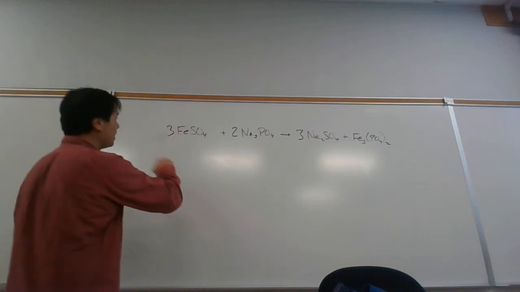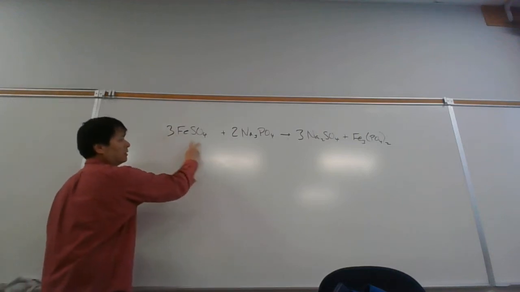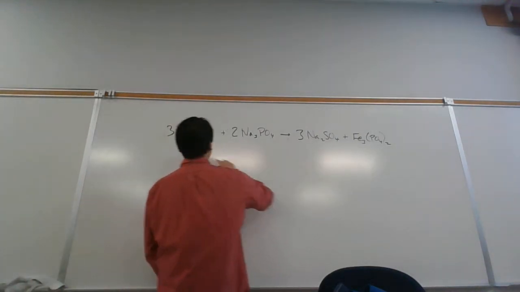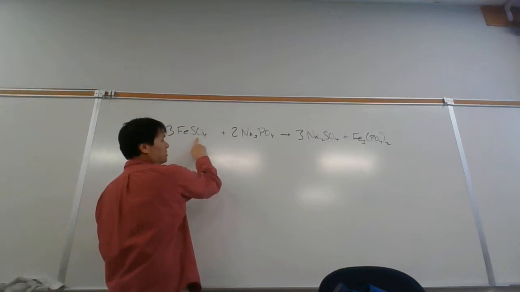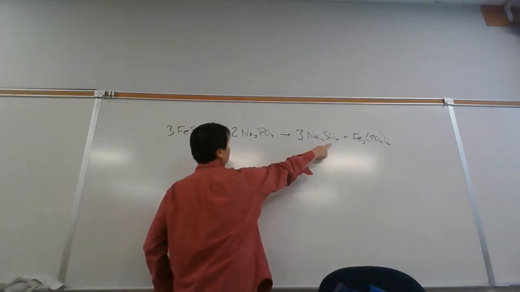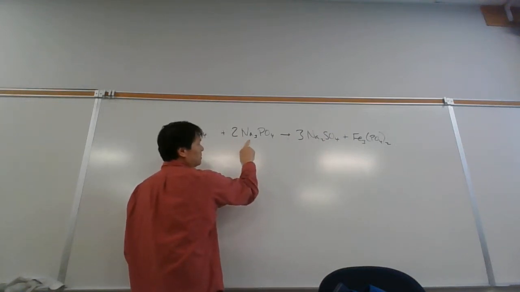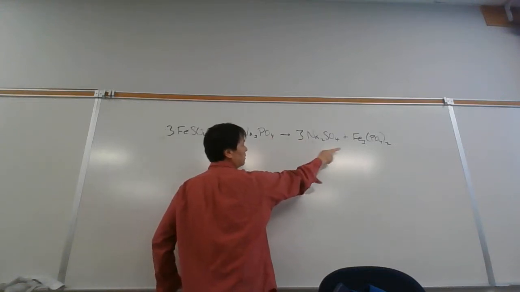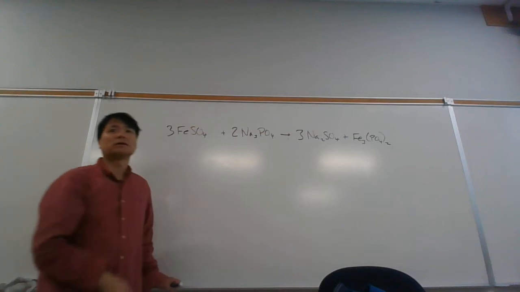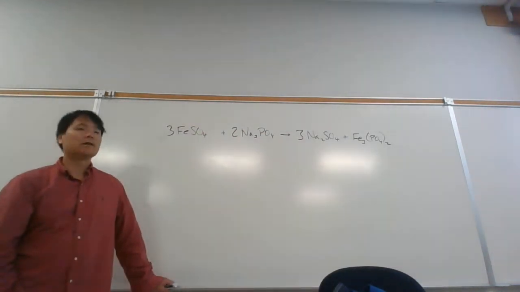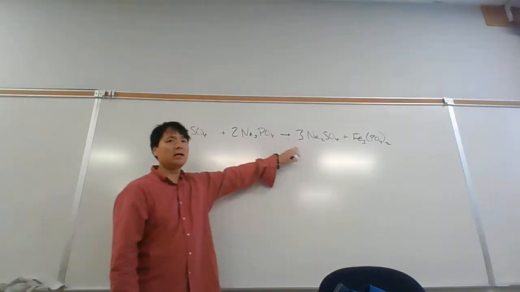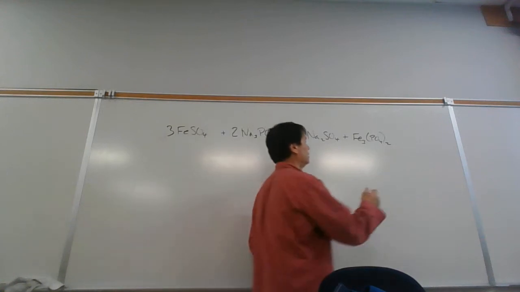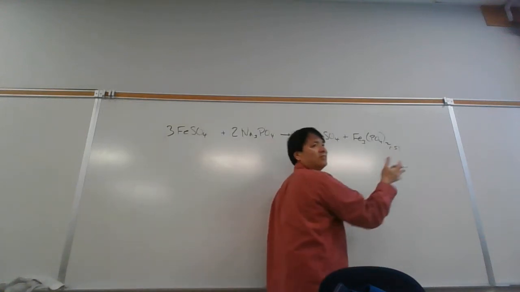Let's see if it's balanced. So 3 irons. I'm balanced by iron, so this gives me 3 sulfates, 6 sodiums, 2 phosphates, 2 phosphates. So it is balanced. And the states were aqueous and solid. That's correct. Aqueous, we'll just leave off.